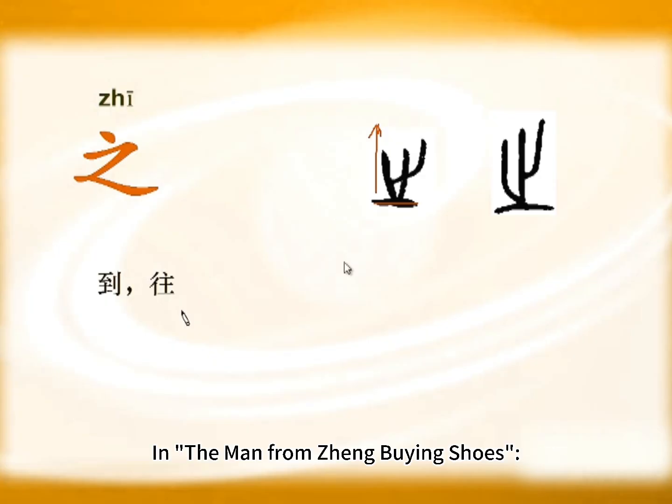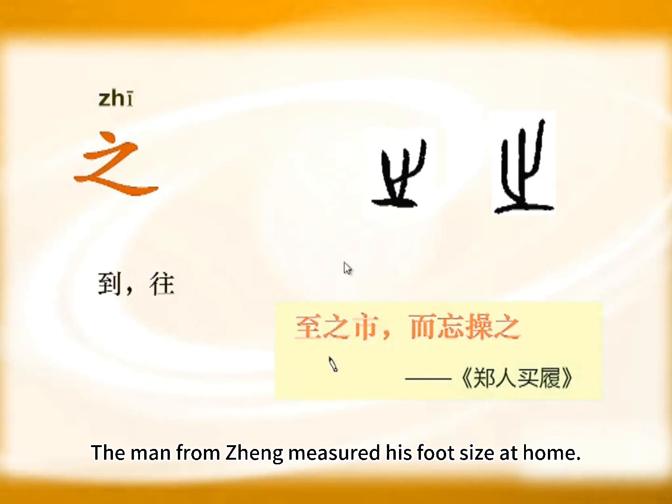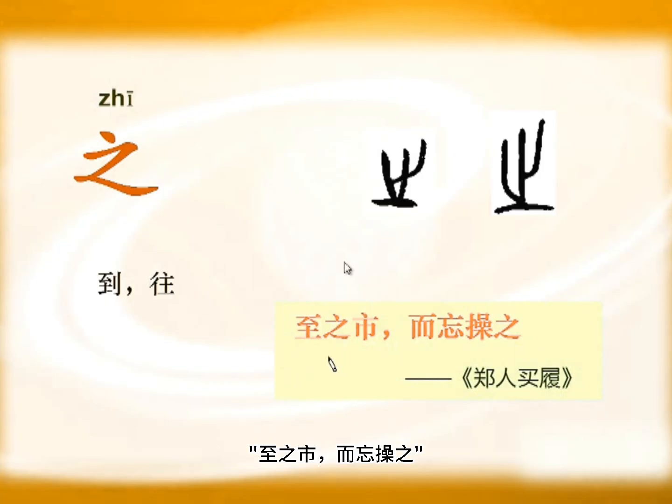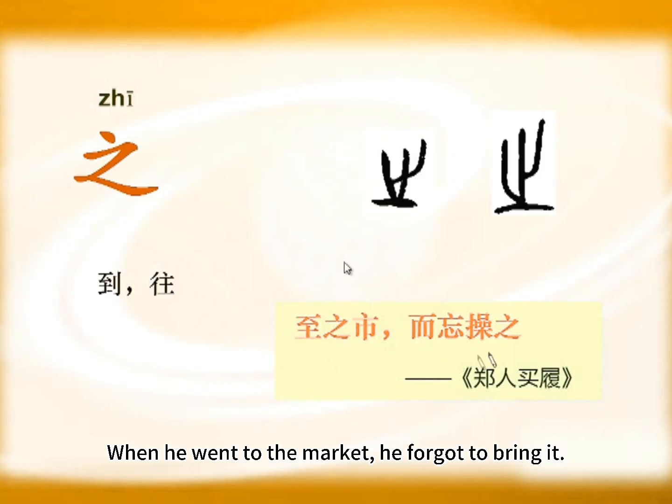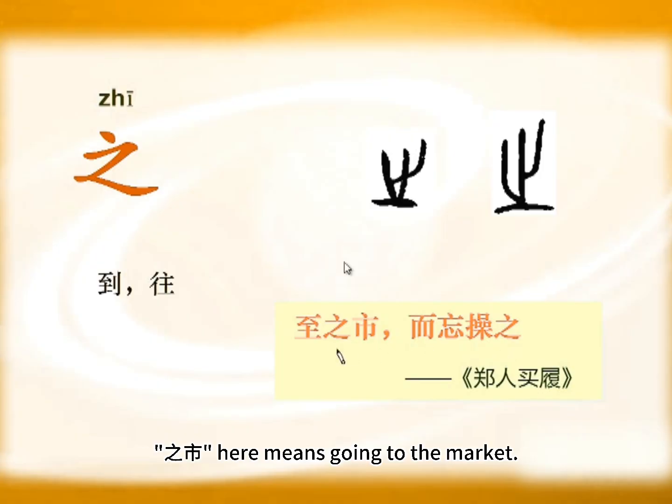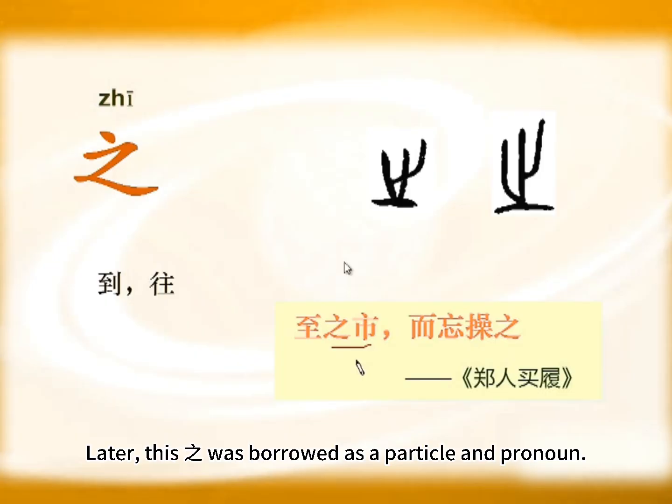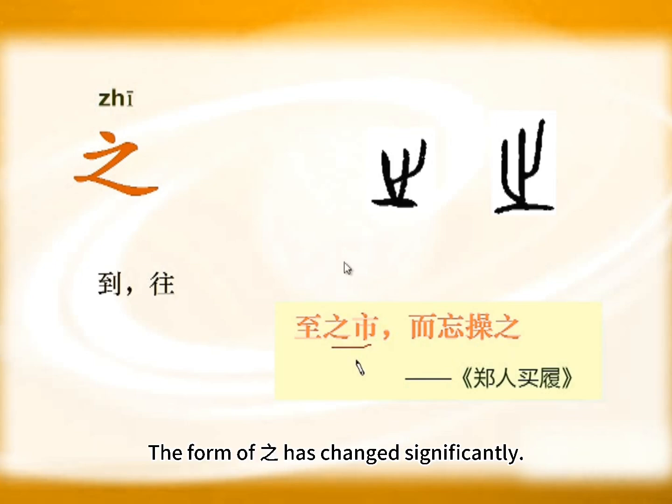In the story of the man from Zheng buying shoes, the man from Zheng measured his foot size at home. 置之其座而忘操之. When he went to the market, he forgot to bring it. 之市 here means going to the market. Later, this character was borrowed as a particle and pronoun. The form has changed significantly. Today's form no longer shows relation to Zhi.